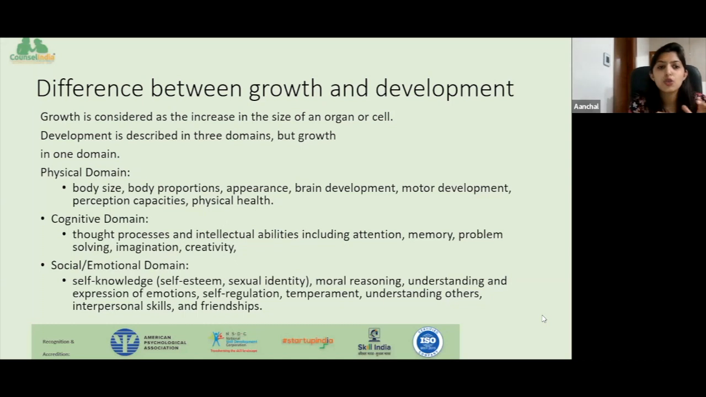Then the social emotional domain is my social understanding. Am I able to understand other people's emotions or not? Am I able to express my emotions or not? Am I able to regulate my emotions or not? A 2-year-old child, if he wants an ice cream and the parents are not agreeing, he might just lie down on the floor and create a lot of hue and cry about the situation, right? Because he wants an ice cream.